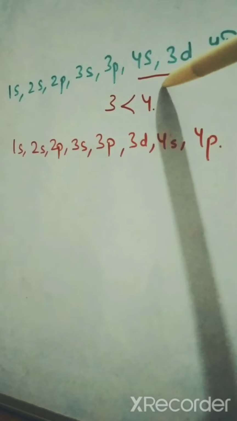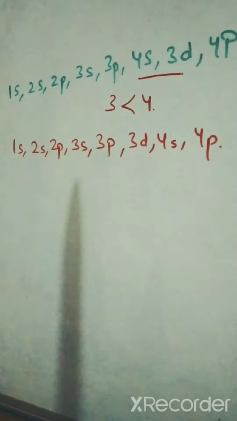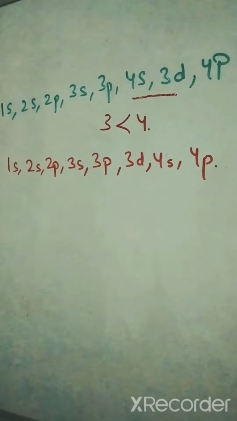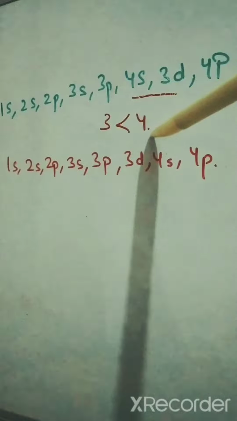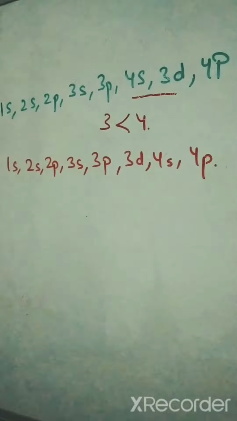But what happens? 3 is lower than 4, right? So what should we do? Whenever there is d involved, that means 4s, 3d, okay, 5s, 4d, 6s, 5d. So wherever there will be d involved, after writing the electronic configuration like 1s, 2s, 2p, 3s, 3p, 4s, 3d, 4p, you can see there is an anomaly. 3 comes first, right? Then 4. So what we will do, we will just swap the 3d with 4s and we will not change the electrons in that.